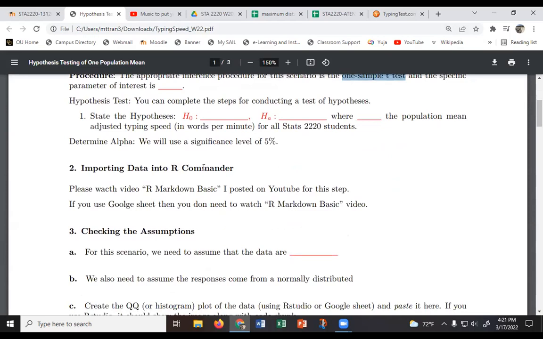Importing data into R Commander. This weekend, I'm going to make a video called R Markdown Basic. For those of you using R Markdown, you need to watch the video, it may help. If you don't use R Markdown, don't watch it, it's not going to help you much. Or you can use Google Sheet. You know how to import data into Google Sheet.